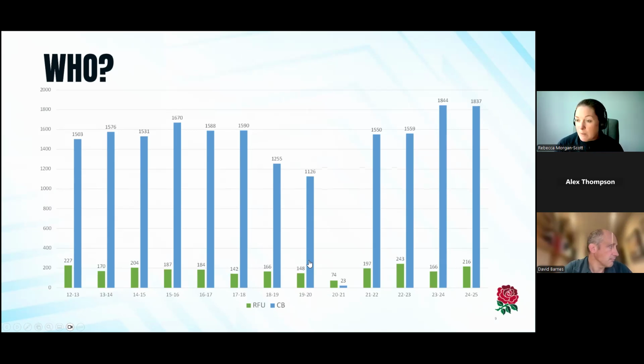It obviously varies CB by CB. There are some CBs that are significantly busier than others because of the number of clubs. But on average, the CBs are dealing with 1,800.